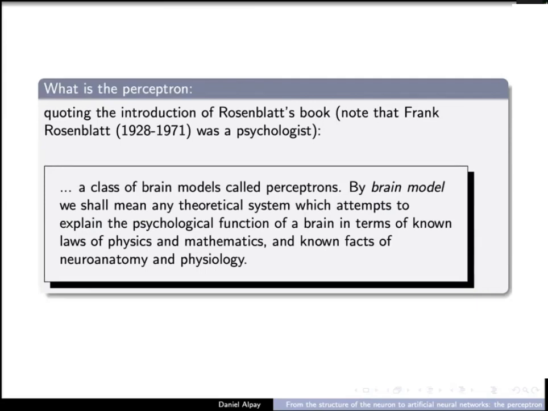What is interesting is that most of the people in this field are not mathematicians. Rosenblatt, as you see, died very young, but he was a psychologist, and he defined a perceptron as any theoretical system which attempts to explain the psychological function of the brain. Once more, a brain model, if you want. He writes this in a more fancy way, and we'll see precisely what it means. And as I already said, it is really the building block of artificial neural networks. But that was before that, of course.